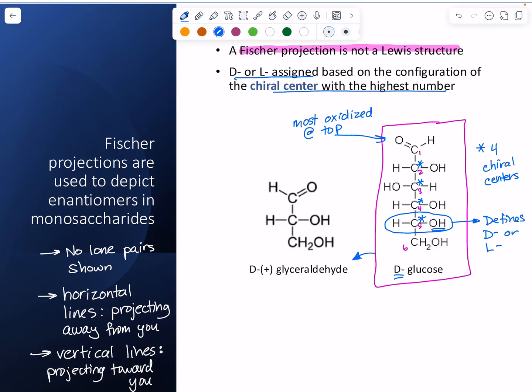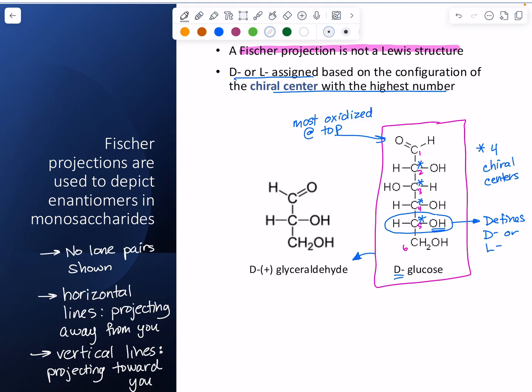And so our lowest number starts at the top, and we number carbons as we go down. In a Fischer projection, horizontal lines project away from you, and vertical lines project toward you.